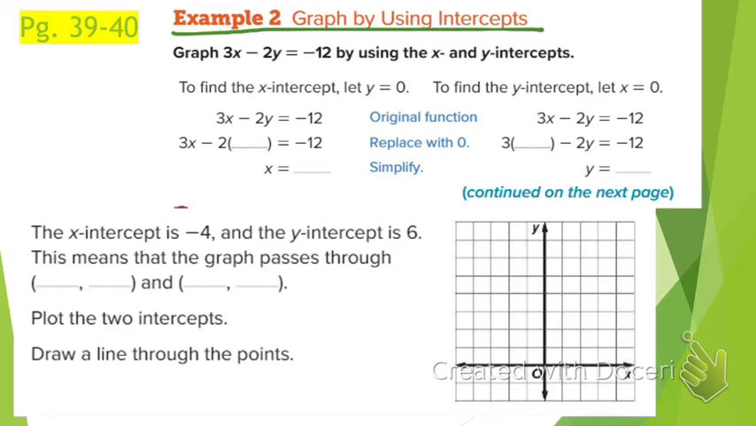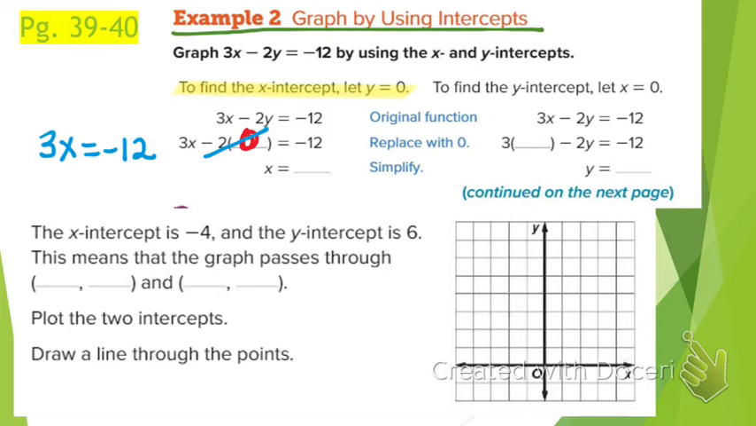To find your x-intercept, you substitute in a 0. So this is my equation, 3x minus 2y equals negative 12. I'm going to substitute in a 0 for y, so that's why we have this blank. So it would be 3x minus 2, and instead of y, we are putting a 0 right there. And anytime you multiply by 0, it cancels out. So this whole thing just cancels out. So you're left with 3x equals negative 12. So how would you solve that for x?